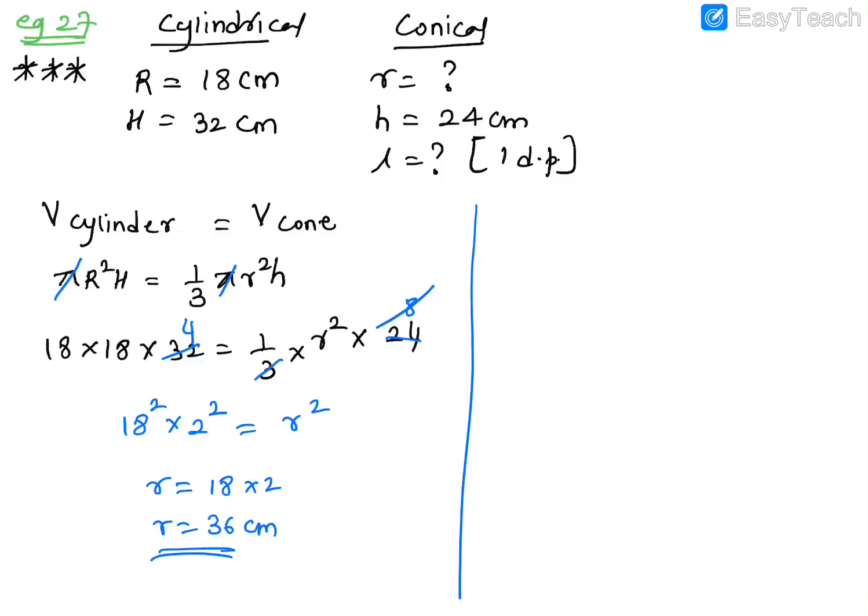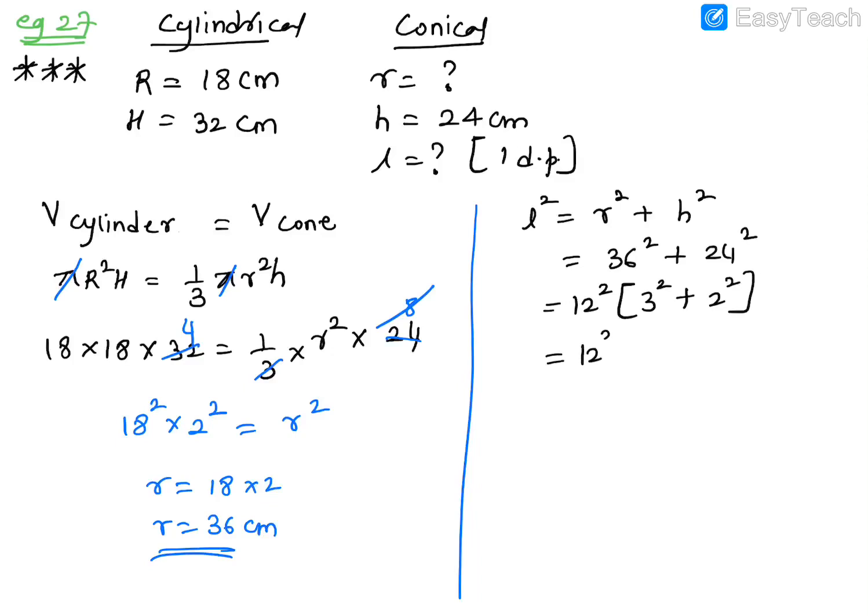Okay. Second thing, slant height. What's the formula for slant height? L squared is equal to r squared plus h squared. R is 36 squared plus h is 24 squared. Then take 12 common. 12 3s are 36, 12 2s are 24. So 12 squared into 13. So what will L be equal to? 12 root 13.